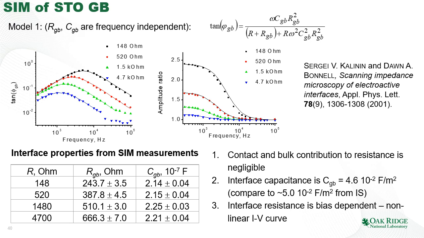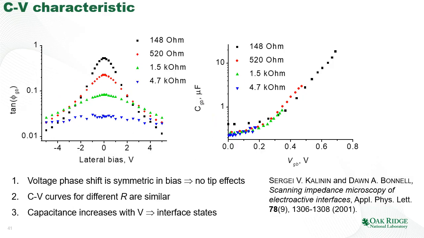So it turns out that now I have a method that allows me to measure not only resistances, but also capacitances of the interfaces. If I can measure the capacitance at zero voltage, I can measure the capacitance of the interface for non-zero voltage. And here comes the true power of the combination of KPFM and scanning impedance microscopy, because now I can measure the capacitance-voltage characteristic of a single interface.